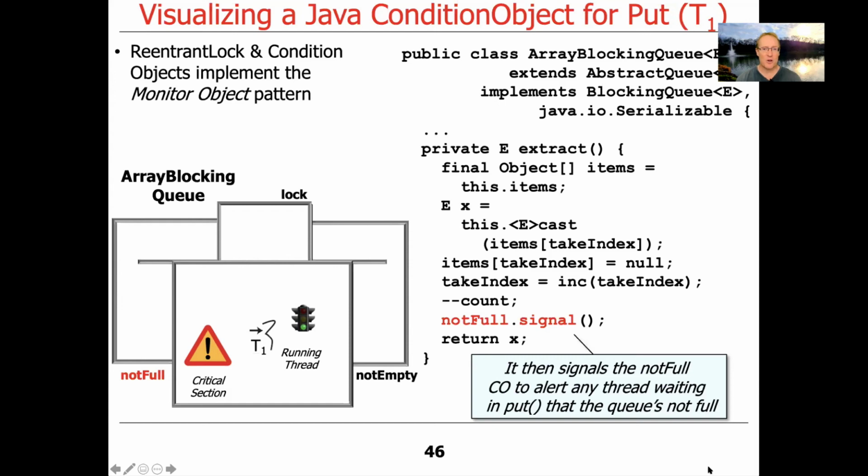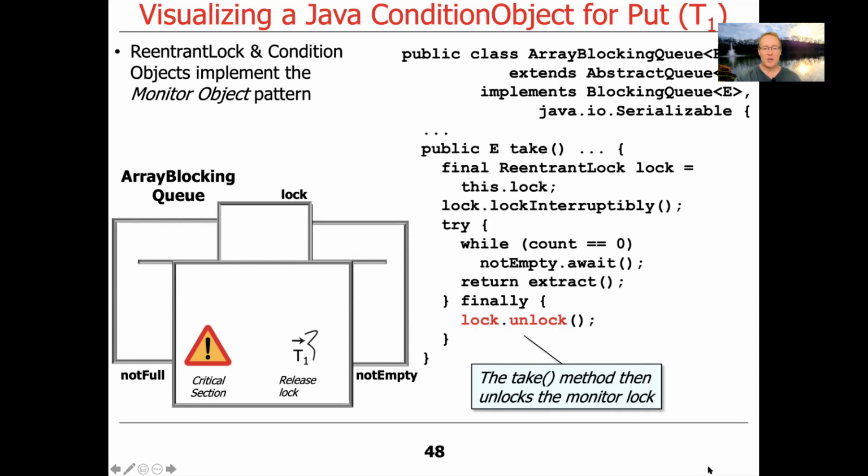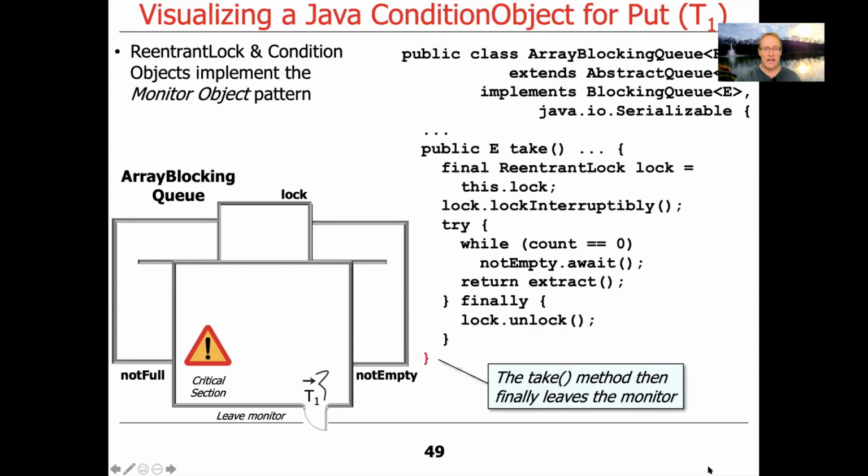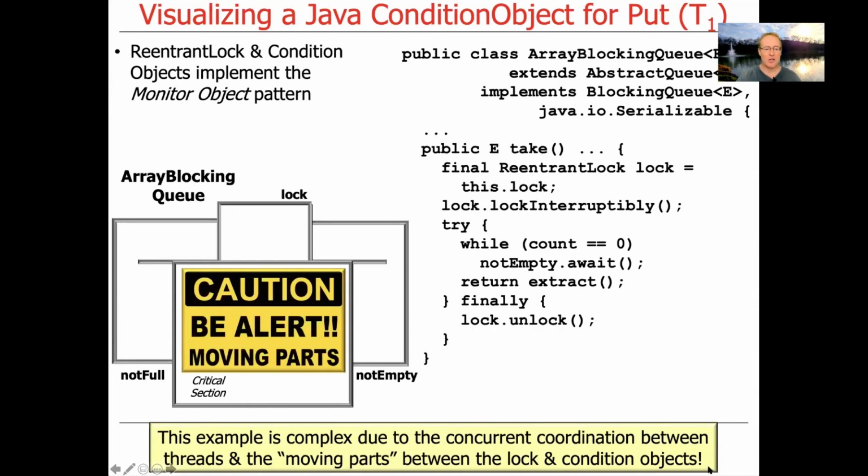And the not full condition is, of course, used if threads are waiting to enqueue something on a queue that's full. And now that we've taken something out of there, the queue may no longer be full. So we signal anybody who's waiting, so someone should wake up and see if they can make forward progress. Then we return the item, and as you can see here, that will be returned as the return value from that try block. And because we have a finally block, that will guarantee to always unlock the lock. So even though we're returning from the try block, the finally block will make sure that the lock is always released. And then we go ahead and exit the monitor and we're done.